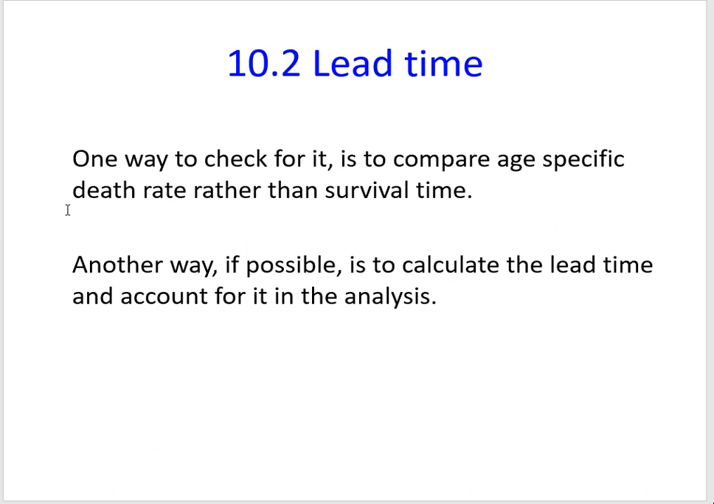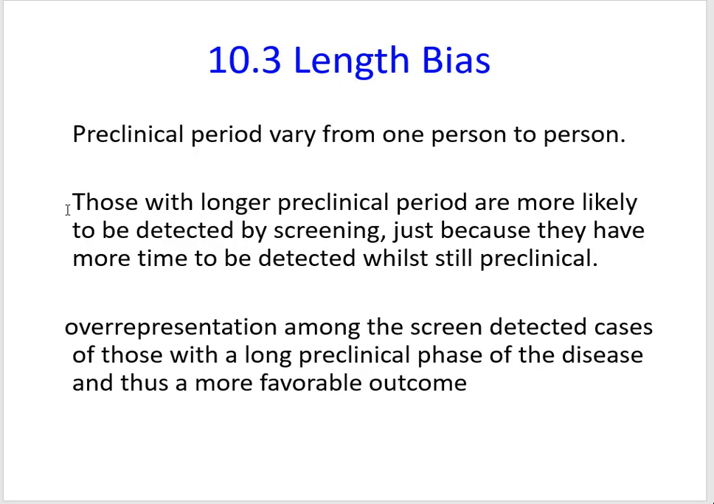Then we come to the third bias. The third bias is similar to the second one, except it's not that you're capturing the disease earlier. It's just that some people have a higher chance of being detected. I'm going to go over the slide and you're going to understand it.